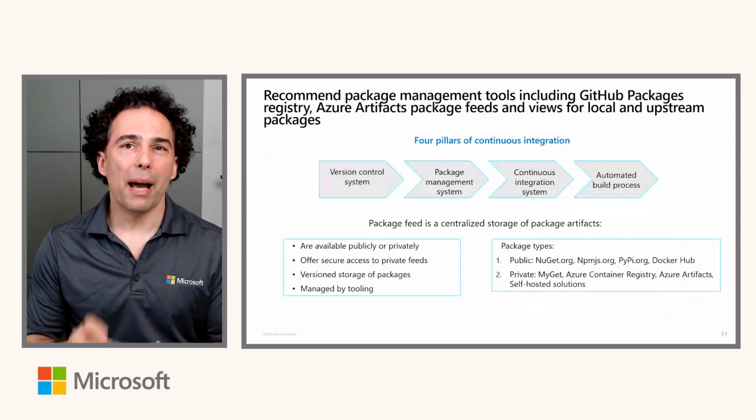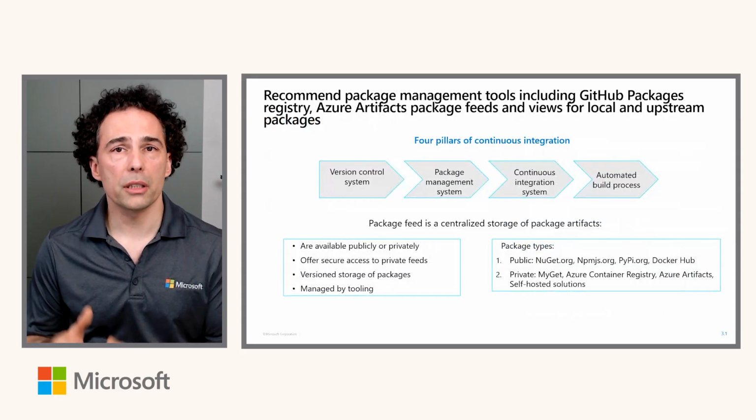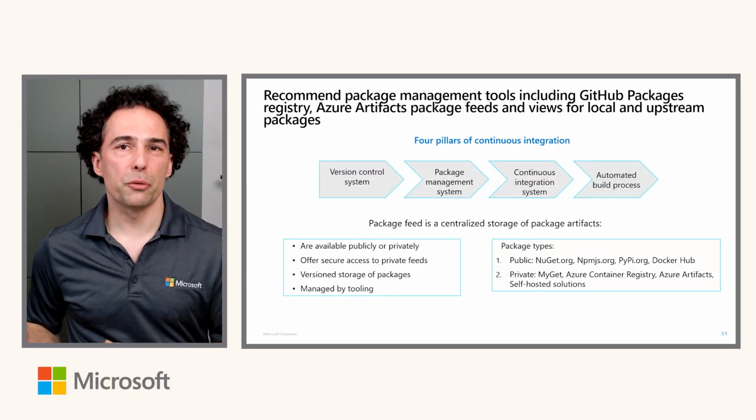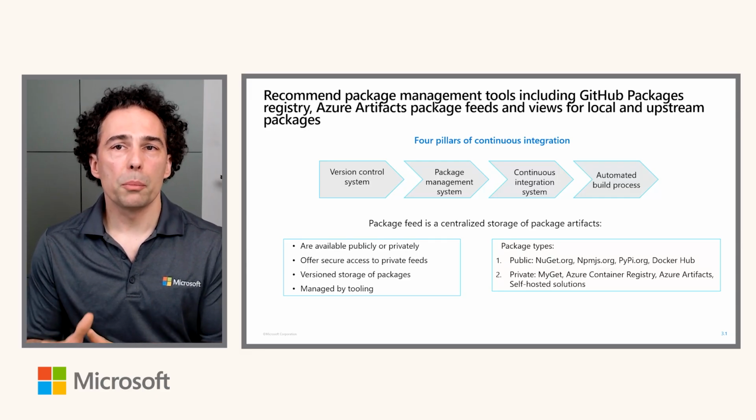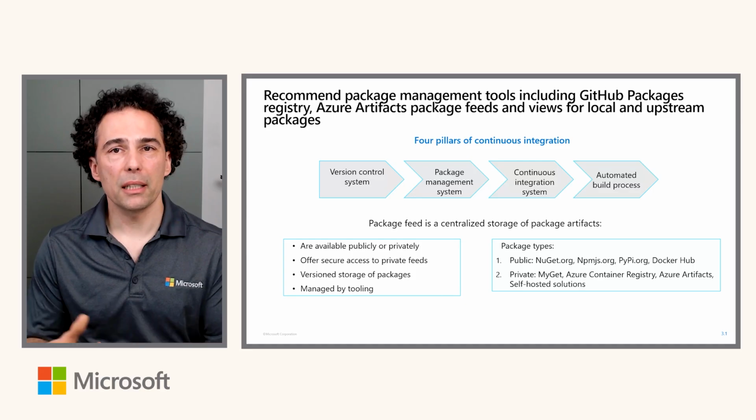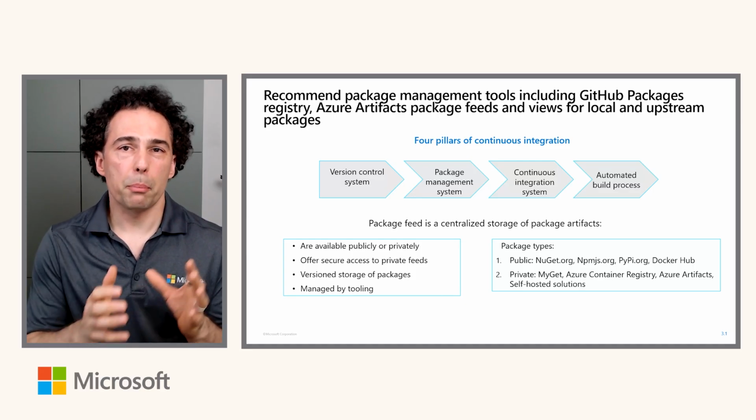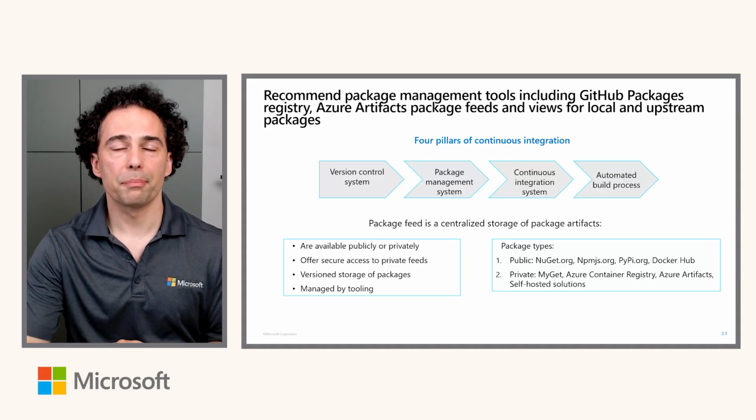Having a package management system and process in place is one of the 4 pillars of continuous integration. Make sure that you understand the reason behind and the benefits of these 4 pillars. Keep in mind that one central component of such a package management system is a so-called package feed. For example, a project feed in Azure Artifacts or in GitHub Packages.